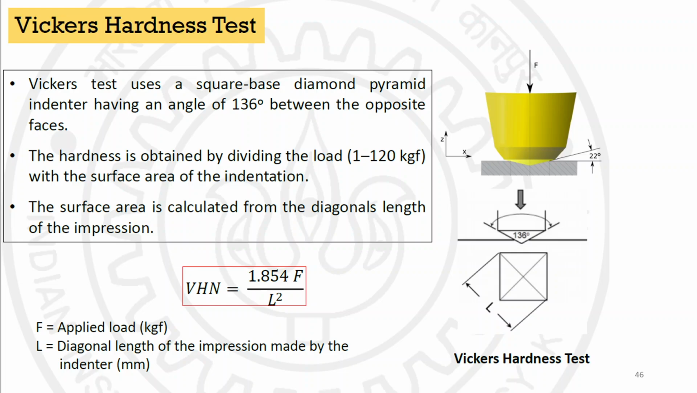Next we have Vickers hardness test. In this case, the Vickers test uses a square base diamond pyramid indenter with an angle of 136 degrees between the opposite faces, and the hardness is obtained by dividing the load, 1 to 120 kilogram force, by the surface area of the indentation. The surface area is calculated from the diagonal length of the impression. After measuring the diagonals, F is the applied load in kgf, and L is the diagonal length of the impression in mm.